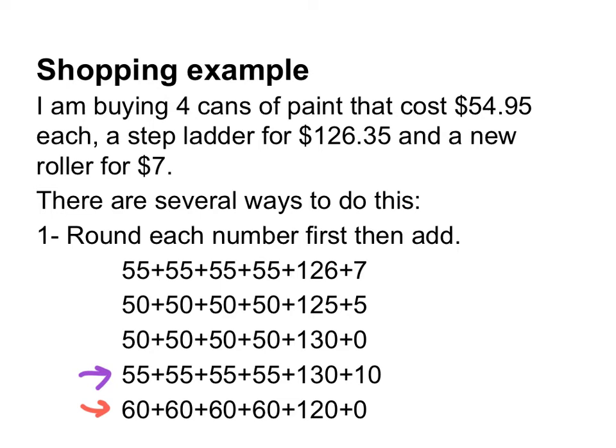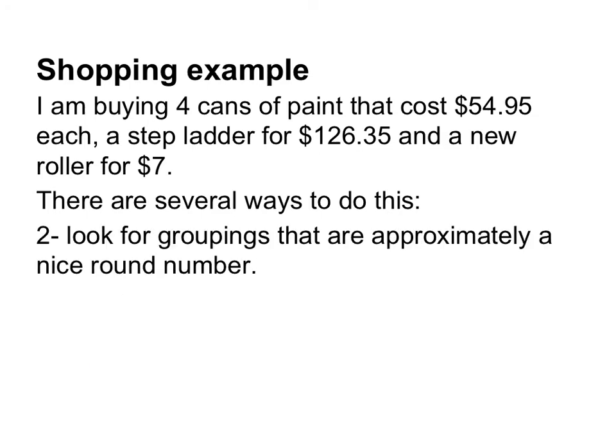What's going to be important if you're going to use this strategy is rounding it to numbers that are reasonable. In other words, they're close enough to the original number and are easy enough for you to work with quickly and easily. Now, another strategy is to look for groupings that give you approximately a nice round number.